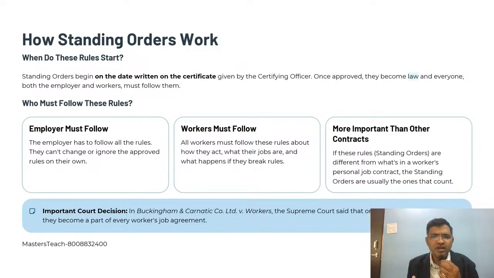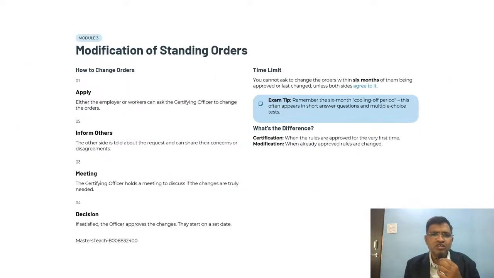The core decision is Buckingham and Carnatic Company Limited versus workers. The Supreme Court said that once these rules are approved, they become part of every worker's job agreement. This has to be followed by the employer and by the workers, and the standing orders are the final one, not the workers' own rules and regulations. So how to modify these standing orders?